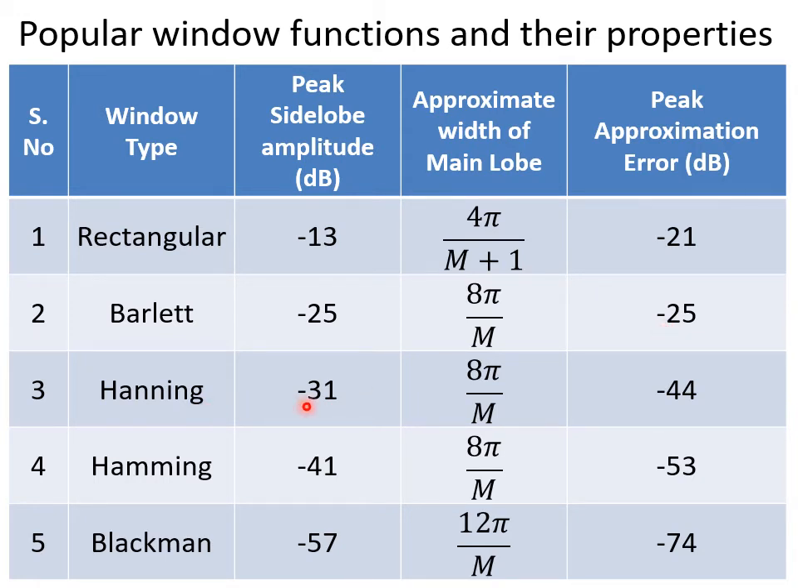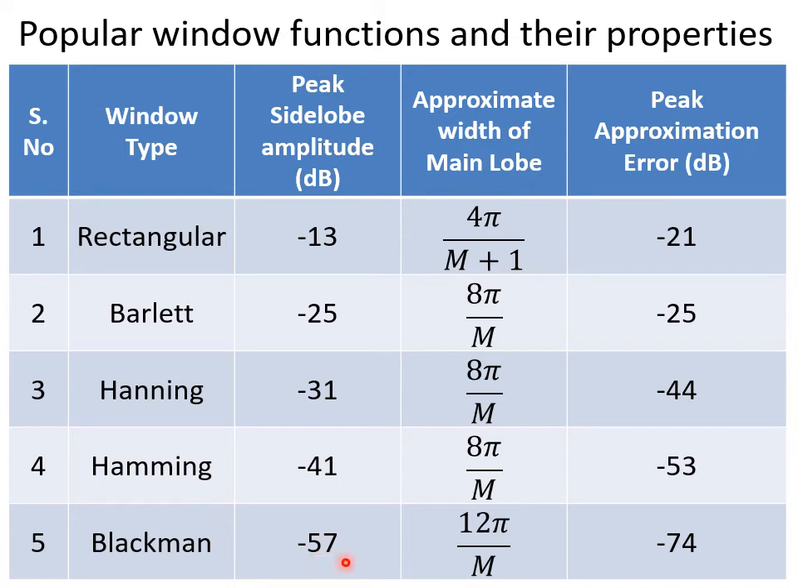In the Hanning window, we have a peak side lobe amplitude of minus 31 and a peak approximation error of minus 44. And in the Hamming window, we have a peak side lobe amplitude of minus 41 and a peak approximation error of minus 53. The width of the main lobe in Bartlett, Hanning, and Hamming windows is the same. However, the peak approximation error is least in the Hamming window.